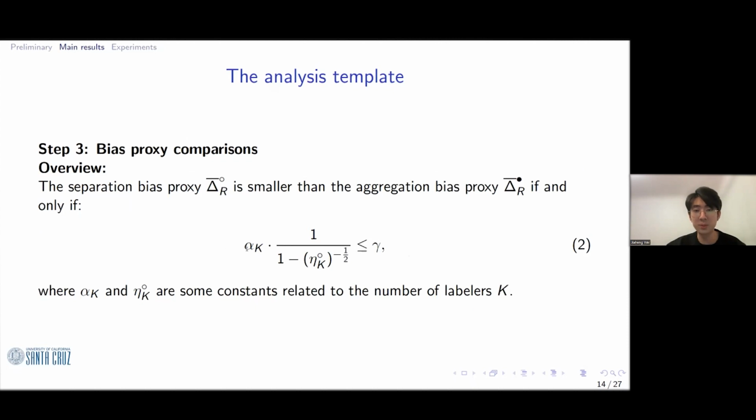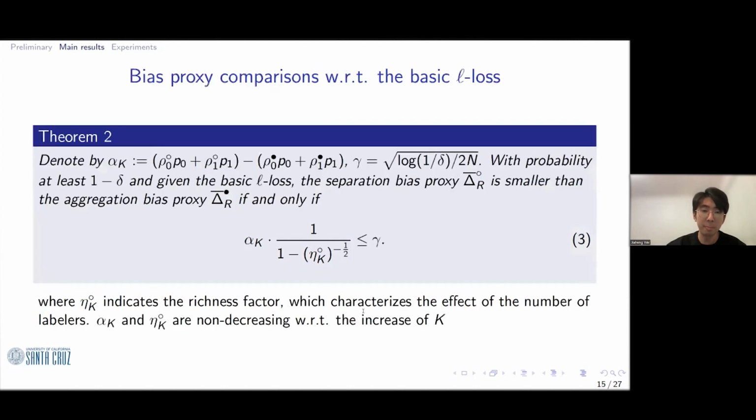These two terms are actually related to the number of labelers K. And we take the generic loss function L for example. We give the closed form of alpha K and eta K here, and also gamma. So gamma, if we fix some probability measure and the number of training samples, is a fixed term. So we are mainly interested in the left-hand side.